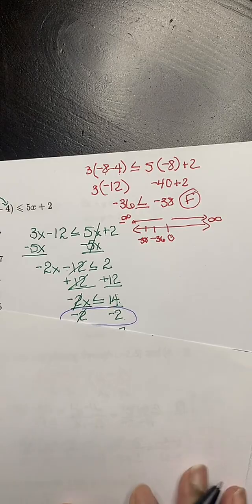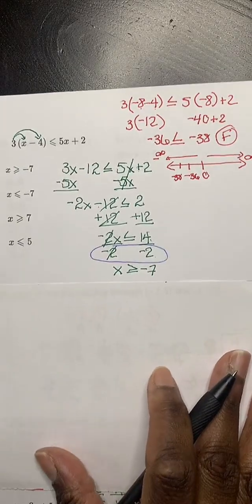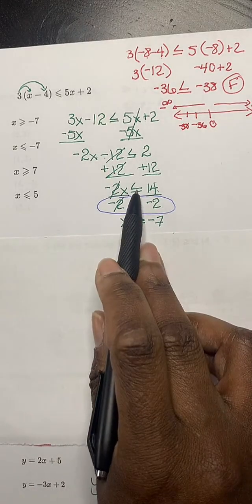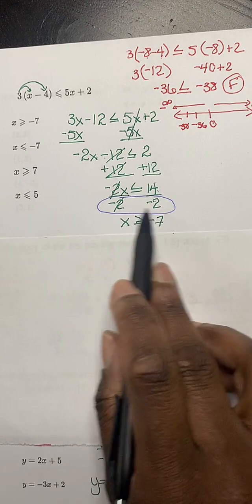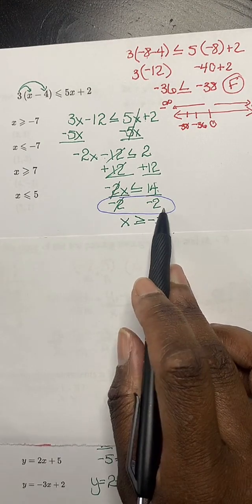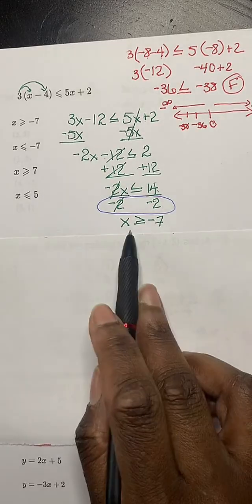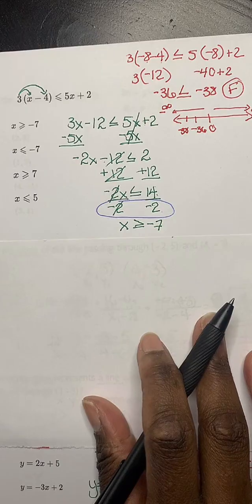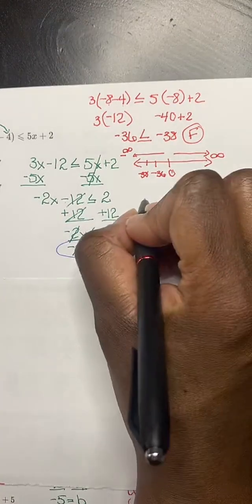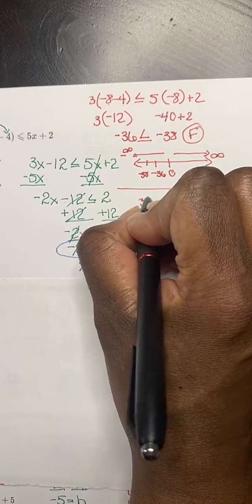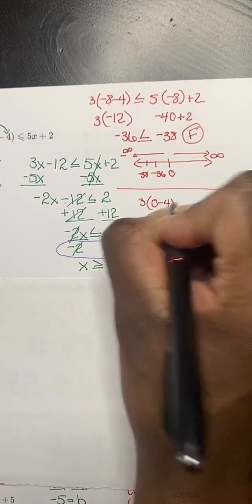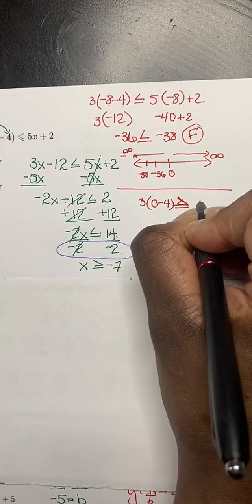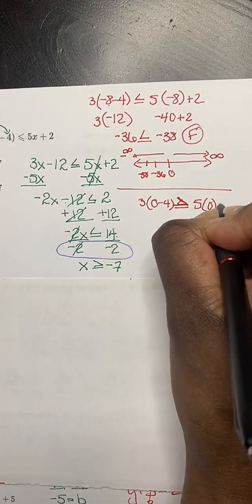So when you're doing inequalities, you're doing it to the point that you are trying to get a true statement. Okay? So we have to flip the inequality every time we multiply or divide by a negative, because we're trying to get a true statement. If I wanted to pick a number that was greater than negative 7, I'm going to make it easy for myself. I'm going to pick 0. So I'm going to have 3 times 0 minus 4 is, forgot I had to change the sign, is greater than or equal to 5 times 0 plus 2.